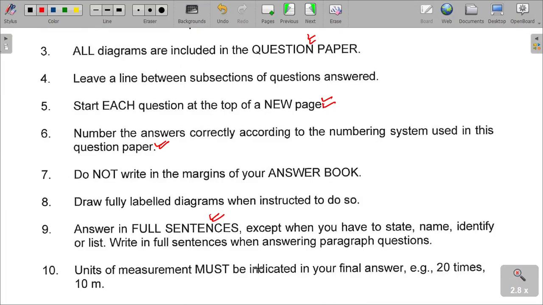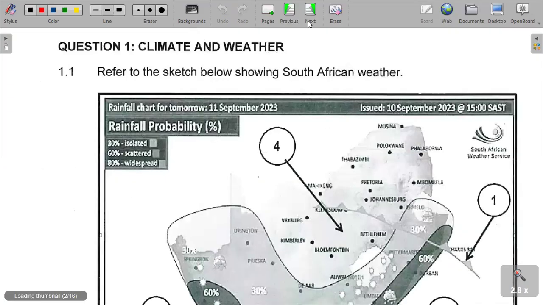Units of measurement must be indicated in your final answer, e.g. 20 times whatever, where there are measurements and where there are calculations. The units of calculations must always be given. Don't forget, class, the units. Wherever you see a question that needs calculations, never make the mistake of giving the answer without the calculations, without the units. It is quite important. So take note of that.